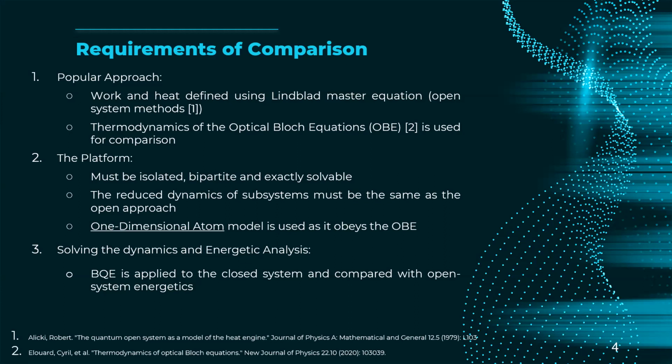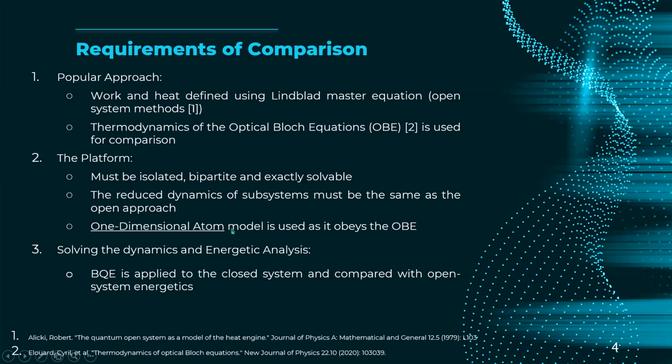So the requirements to make the comparison are, one, the platform that we use, we have to get an isolated bipartite and exactly solvable model of your interacting systems. The reduced dynamics of the subsystem should compare with the approach that we're using. So in this case, the optical Bloch equation. And the platform that does this for us is something that we have already seen in the workshop. That is the one-dimensional atom that Nicolo spoke about, I think Maria also spoke about, right?